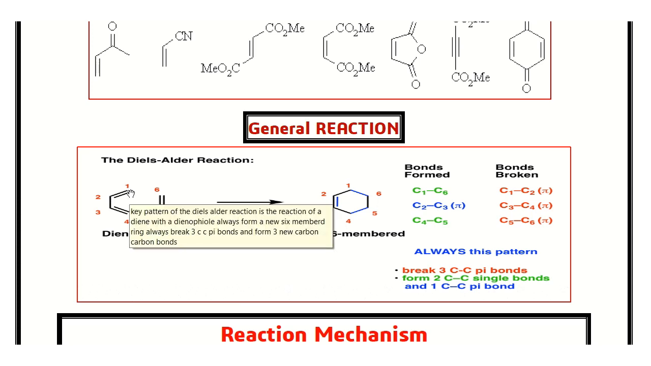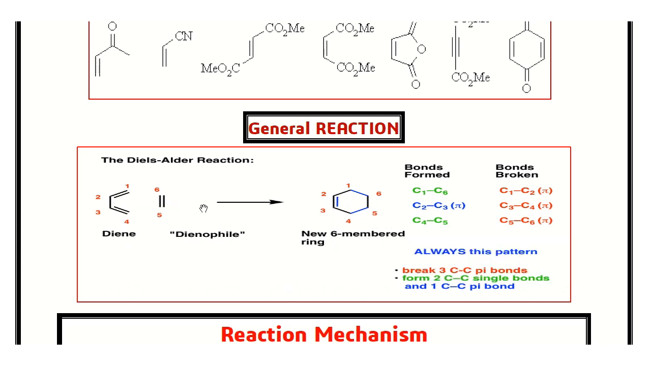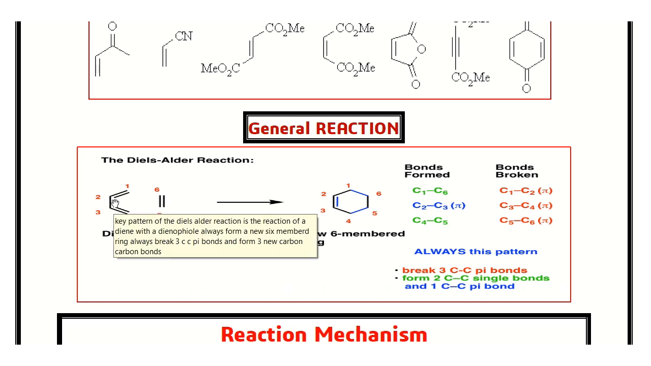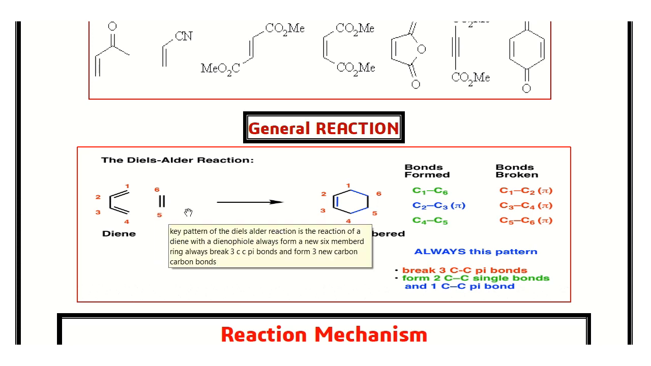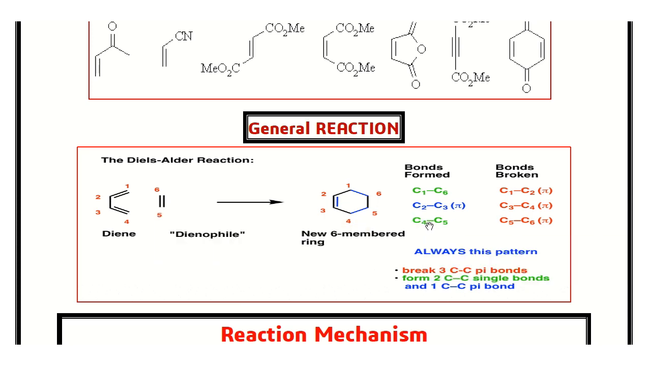So this is the newly formed sigma bond, and this pi bond which is present between carbon number 1 and 2 will shift between carbon number 2 and 3. So this will be a newly formed pi bond between the 2 and 3 number carbon, and again this double bond which is present between carbon number 3 and 4 will shift to the 4 and 5 number carbon. So again this will be a new sigma bond formed.